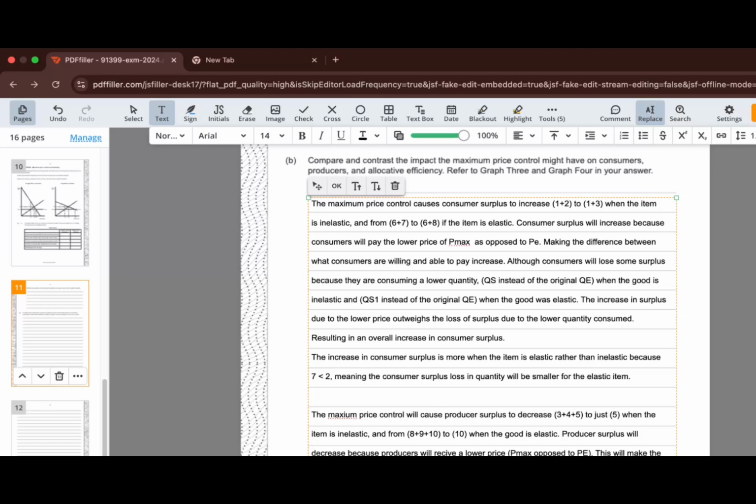Remember, guys, the same answer. This will make the difference between what producers are willing to accept and what they actually receive. Pardon me. Much smaller. We'll say smaller. Right, because that producer surplus is decreasing, so the area in that triangle of the difference between what they're willing and able to accept will decrease. Okay.